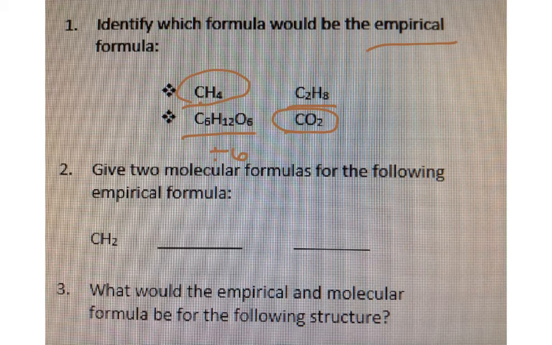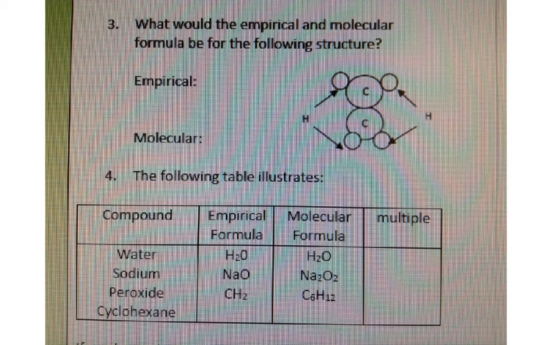The next question: give 2 molecular formulas from the following empirical formula. So this would be the most reduced. For the first one, I'm going to multiply those subscripts by 2, just because you can multiply them by any number you want. So it would be C2H4, and this would be a molecular formula. The next one I'm going to do is, let's say, just 10. So I'm going to multiply CH2 by 10, so it would be C10H20. So these would be molecular formulas of your empirical formula of CH2.